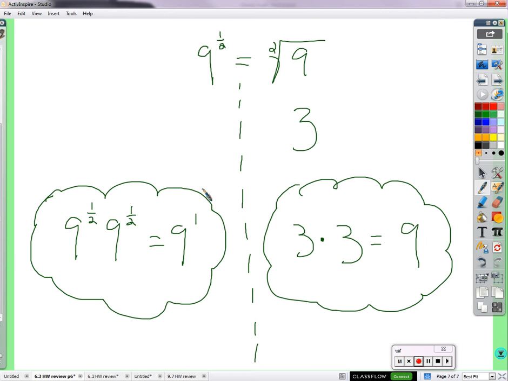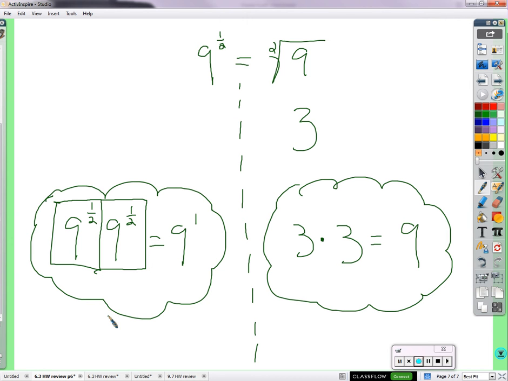So notice what we have here. We have a number times the exact same number. Not just some number, but this number times basically itself gives you 9. Isn't that what I just said about 3? The square root of 9? That 3 times 3 is 9? So it's pretty much the same thing.